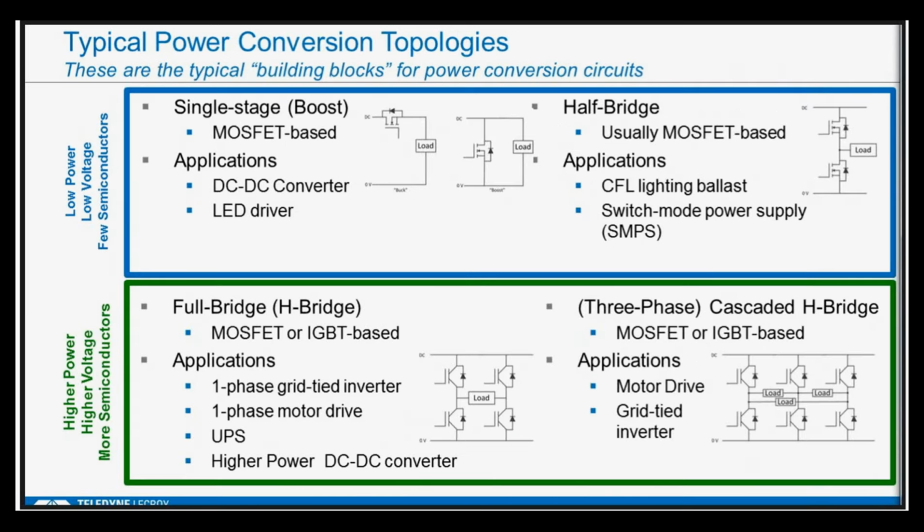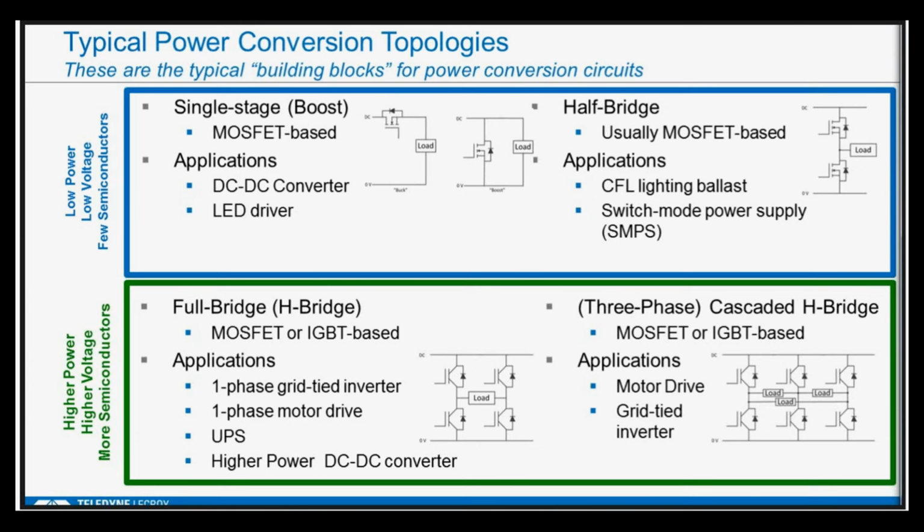Here are some very common building blocks for power conversion circuits. The outline in blue is basically lower power, lower voltage, fewer semiconductors, and the outline in green is higher power, higher voltage, and more semiconductors. These topologies are greatly simplified, but they are very typical of a switch mode power supply, a computer power supply, a very small DC to DC converter, or an LED driver.